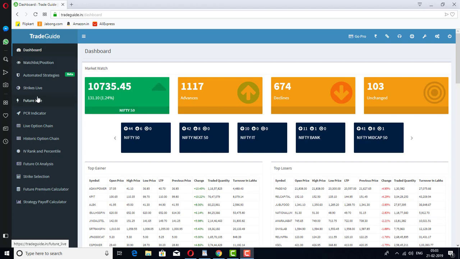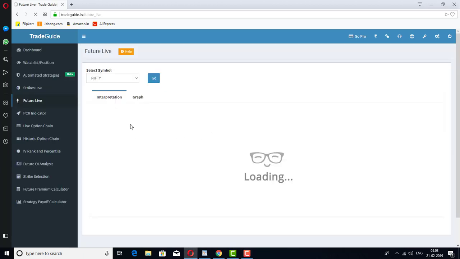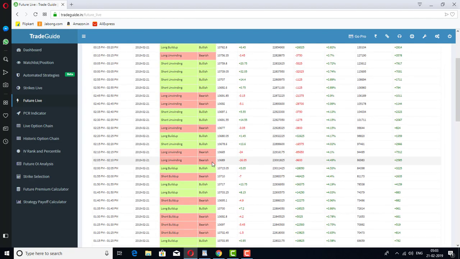So we go to the left hand side corner and the fifth option here is future life, and when you click on the future life, this interpretation screen appears in front of you.